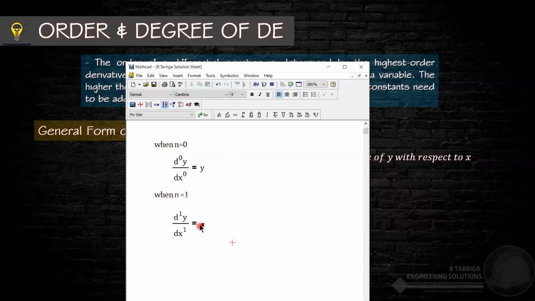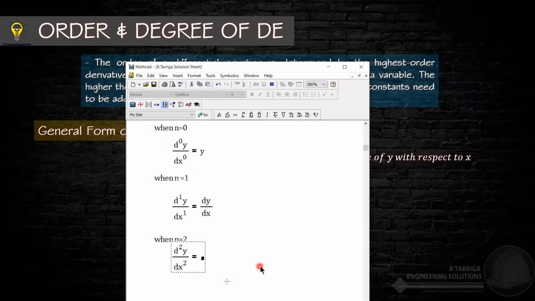So if you could see that, pwede natin ilagay yung 1. So therefore, that is dy over dx. So this is order 1. No? Order 1. And also, when n is equal to 2, d raised to 2, y dx raised to 2, just like kanina, okay?